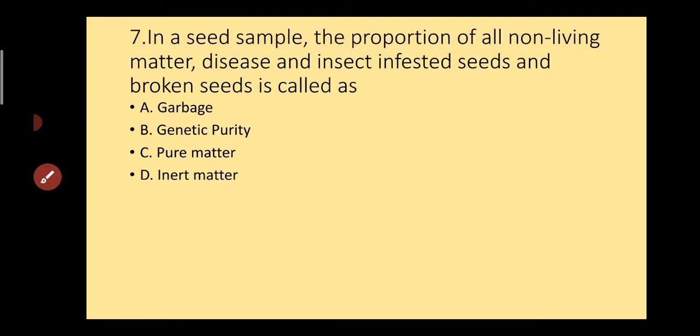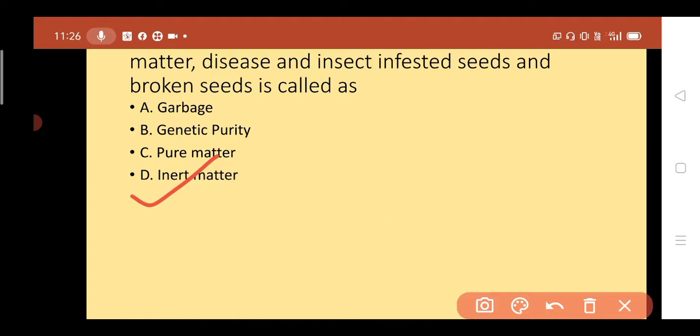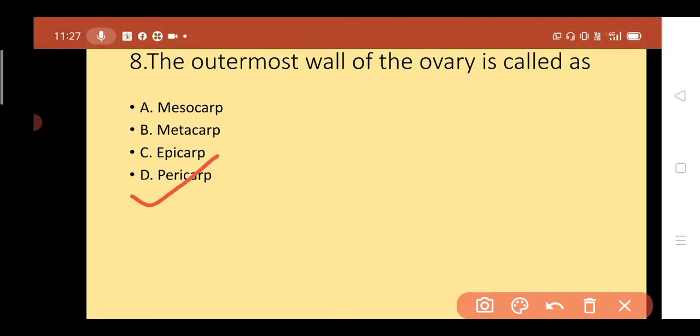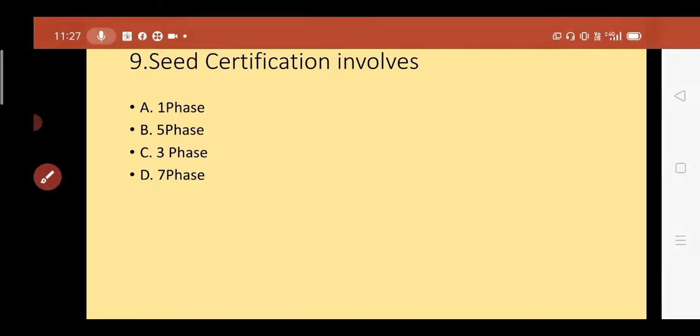Next is, in a seed sample, the proportion of all non-living matter, disease and insect infested seeds and broken seed is called inert matter. Inert matter is the right answer. Whether it is disease, insect infested seed, broken seed, husk, any type of unwanted material comes under inert matter. The outermost wall of the ovary is called pericarp. Answer is D. Next question.